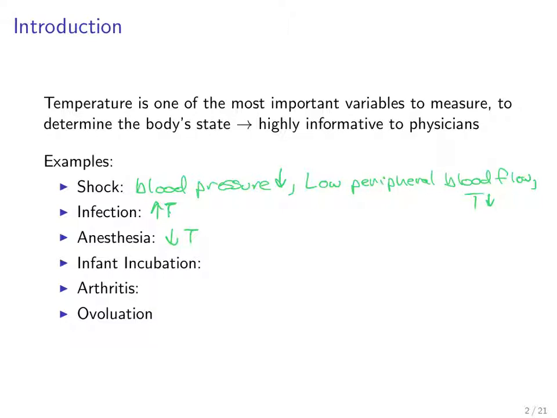In arthritis, you get inflamed joints. And you get higher temperatures then in those inflamed joints. It also can change as a result of ovulation.